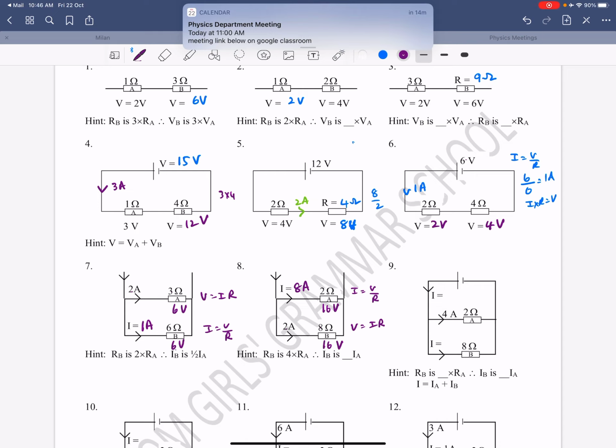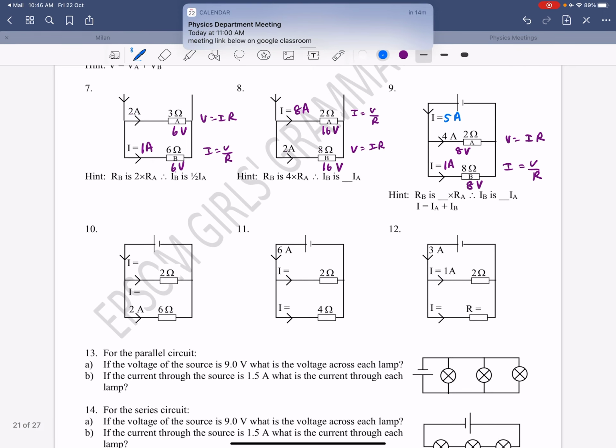Then over here, let's get the voltage. So 4 times 2 is 8 volts, because voltage is current times resistance. So this will also be 8 volts, because voltage in a parallel circuit is the same across every branch. And current is voltage over resistance. So 8 divided by 8 is 1 amp. And then the current that's coming out of the battery is these two added together. So that will be 5 amps.